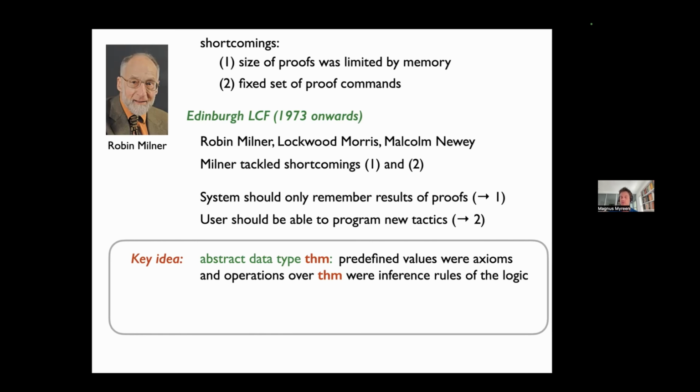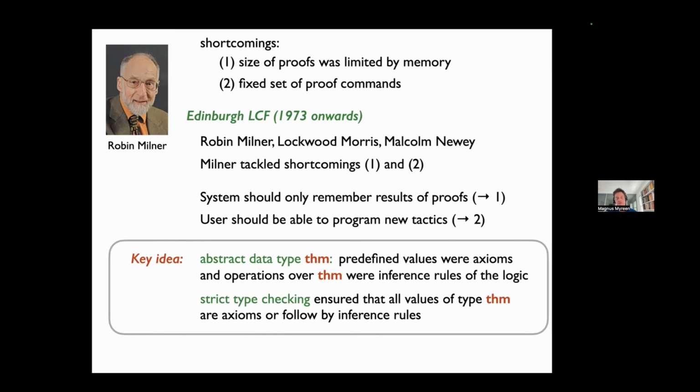You have just, through this theorem type, tagged every proved statement. And of course, for this theorem type to work at all, you have to have strict type checking that ensures that all values of type theorem really follow from the axioms or the inference rules. So that was the idea of Edinburgh LCF, and that is why all HOL provers are nowadays called LCF style, because they kept this idea.